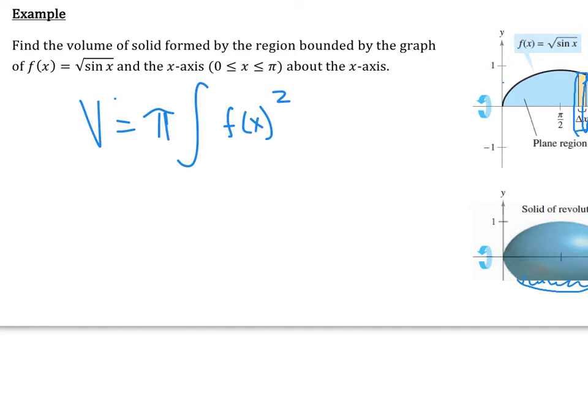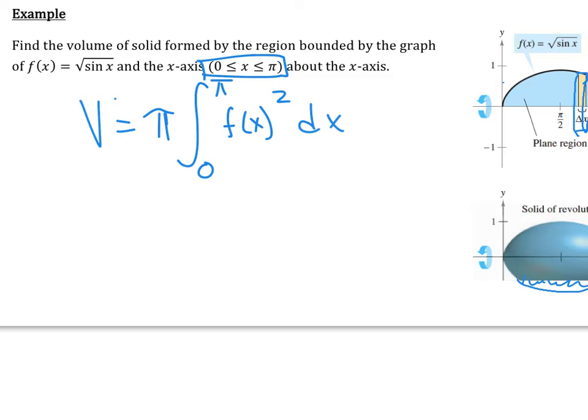So the function squared dx. And we're going to add them all up. Well, integral is a sum. So we're going to add up all the radius squareds. The radius is determined by the function. And we're going from 0 to pi because of this thing right here.